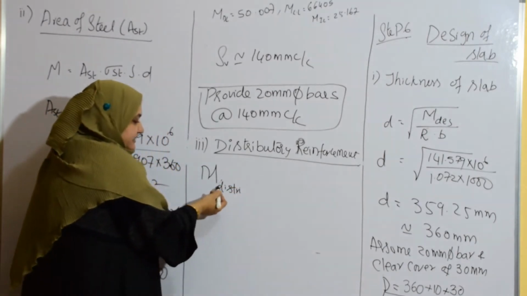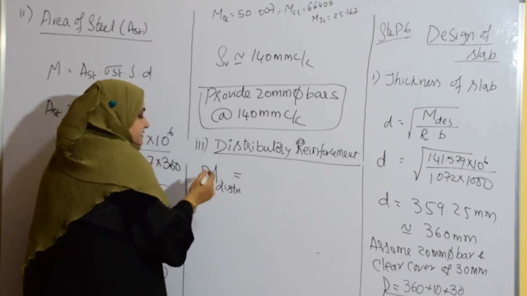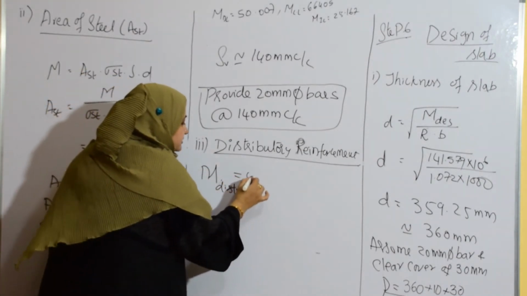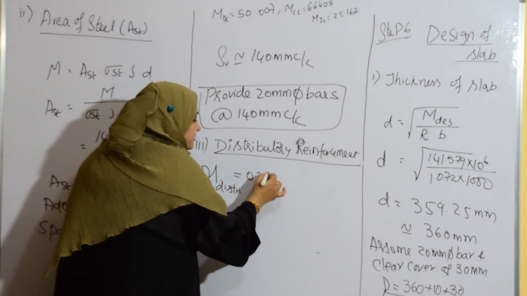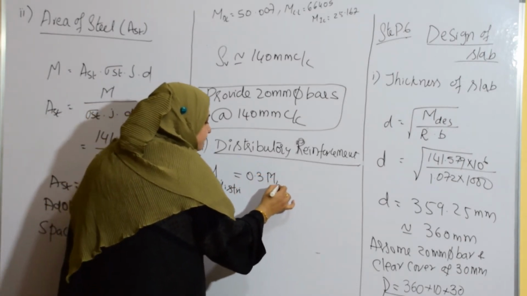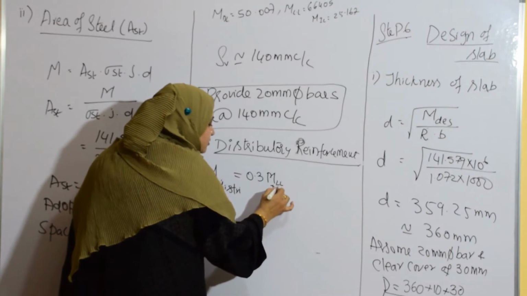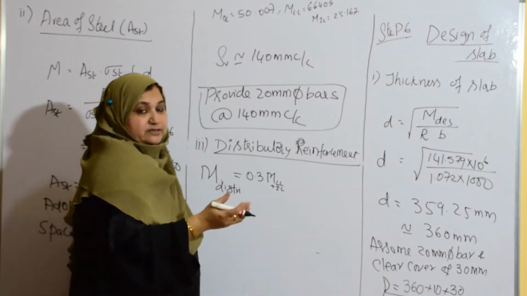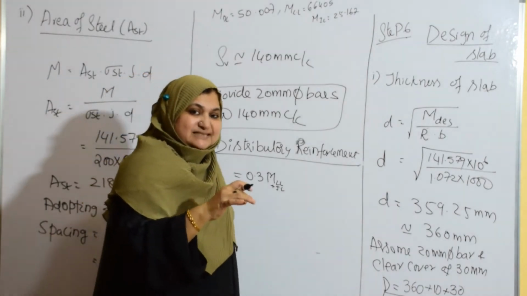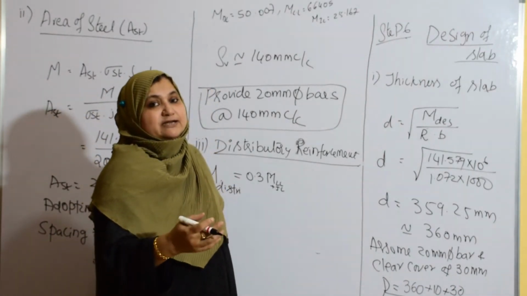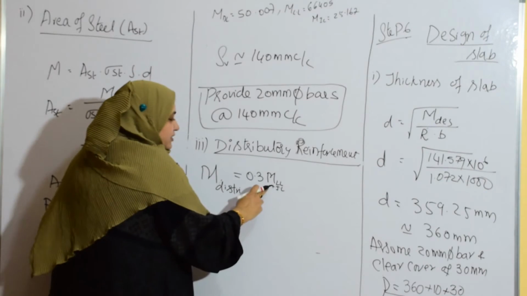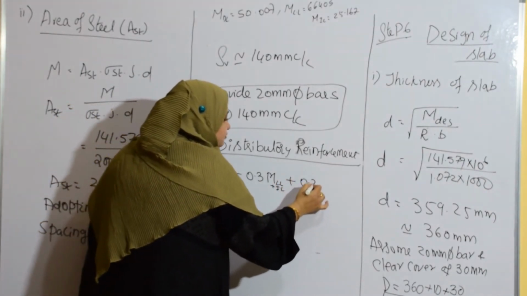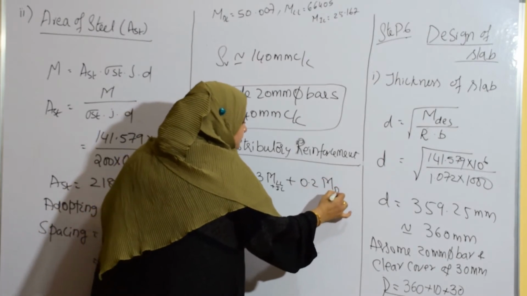So I am writing it as distributory. It shall be to resist a certain moment. That moment is equal to 0.3 times the bending moment due to live load plus impact load. Live load, that is wheel load. The books refer to wheel load plus impact load together as live load. So 0.3 times the live load plus impact load, plus 0.2 times the bending moment due to dead load.